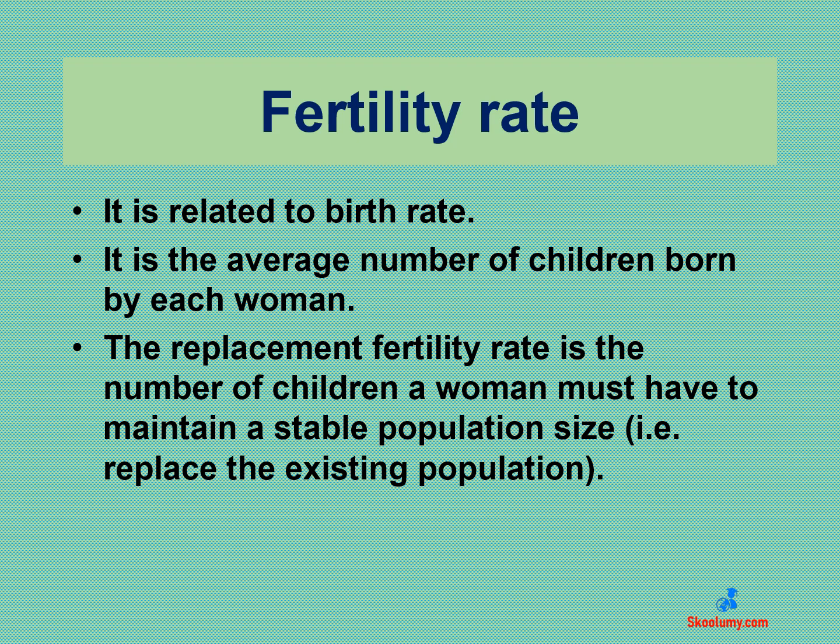A fertility rate of 2 children per woman may be considered to be the minimum replacement fertility rate for a stable population, that is, the number of children that the average woman must have to replace the existing population.